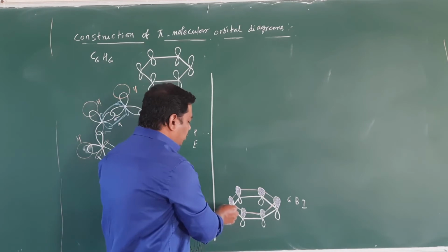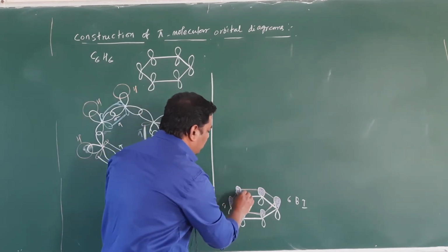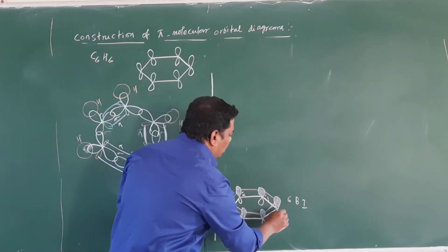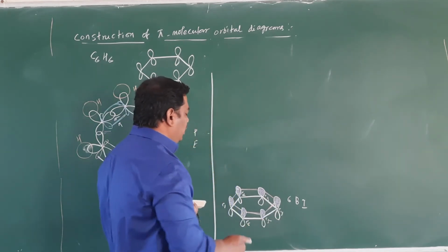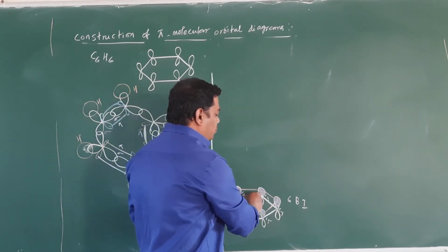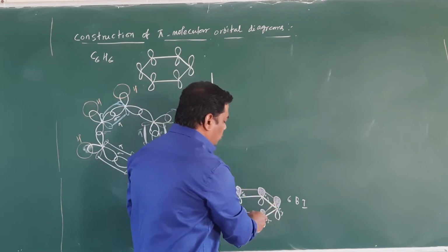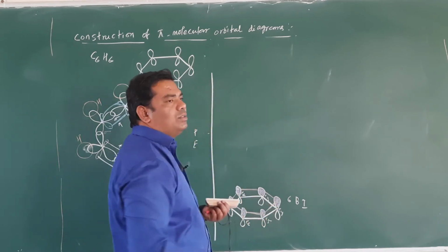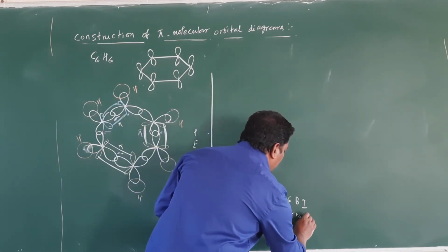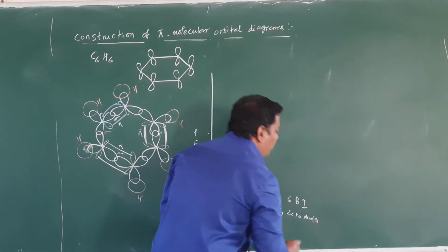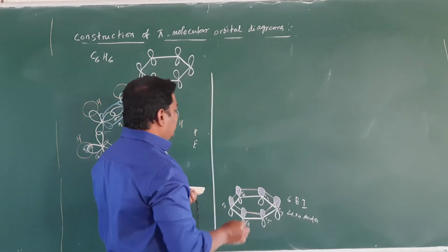So you can assume this is the C1 carbon, C2 carbon, C3 carbon, C4 carbon, C5 carbon, C6 carbon here. So C1 to C2, C2 to C3, C3 to C4, C4 to C5, C5 to C6 again. How many bonding interactions are there? 6 bonding interactions. How many nodes are there? 0 nodes. Right. So next energy level.